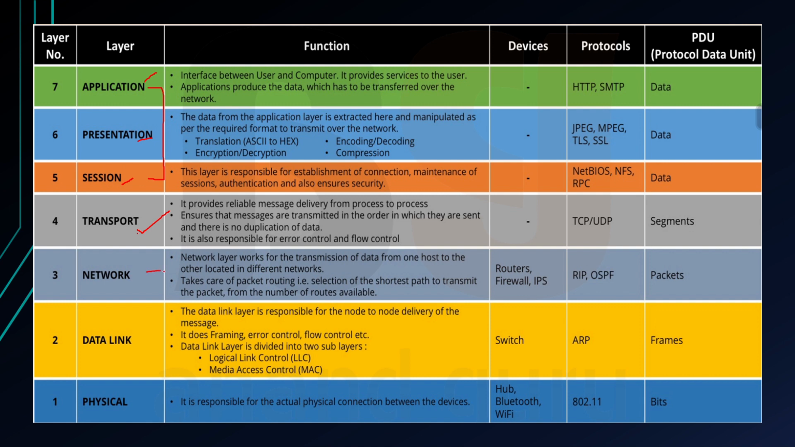And next, these lower 3 layers are called the lower layers as well as the hardware layers of the OSI model. Okay, so let's go one by one.